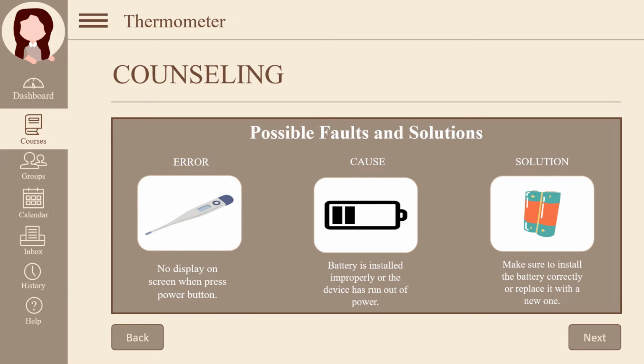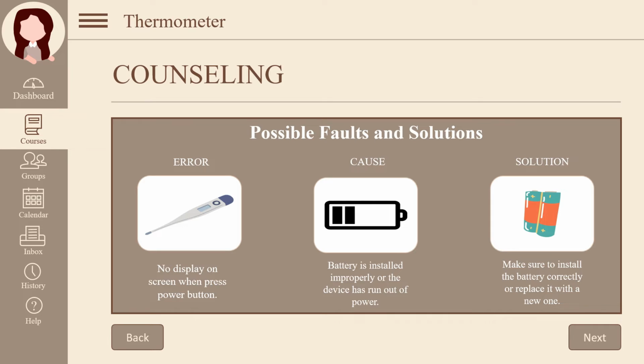There are possible faults when using a thermometer. The possible error that could happen when using a thermometer is if there is no display on screen when pressing the power button. Additionally, the display screen would give vague readings. The reason for this error could be because the battery is installed improperly or the device has run out of power. Another cause of this error is weak batteries that give inconsistent readings.